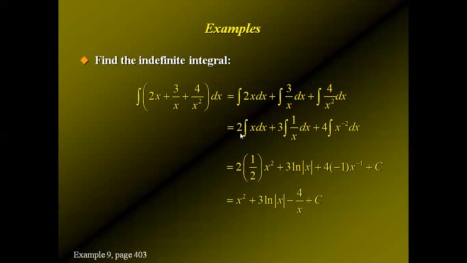So for x to the power 1, what will the formula be? The power rule: x to the power 1 plus 1 divided by 1 plus 1. That means x square by 2. For 1 by x, the formula is ln x. Then x to the minus 2 plus 1 divided by minus 2 plus 1, so minus 1 times x to the minus 1, plus c. And this is the required result.